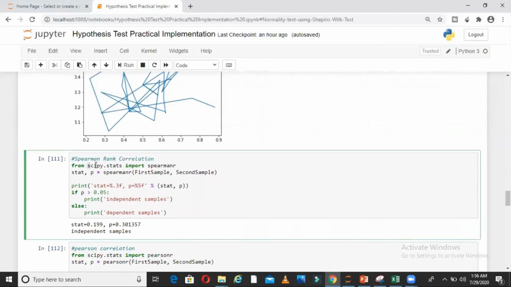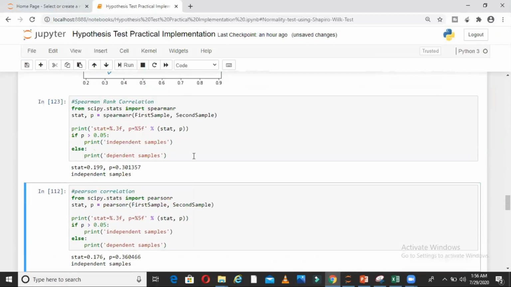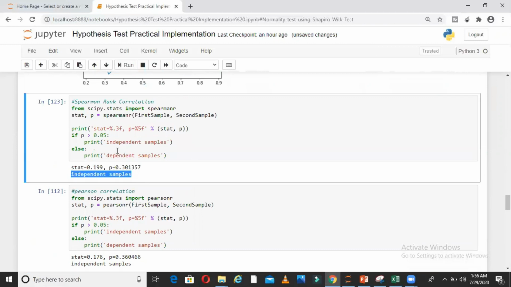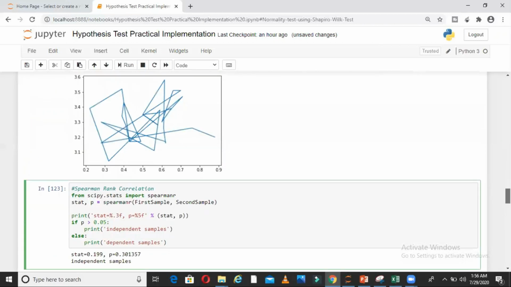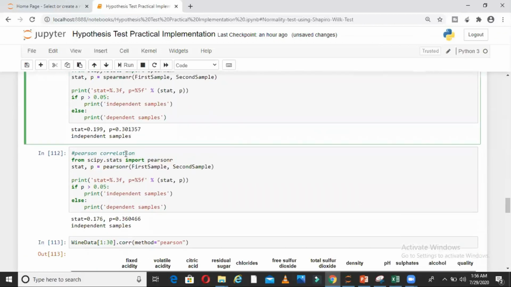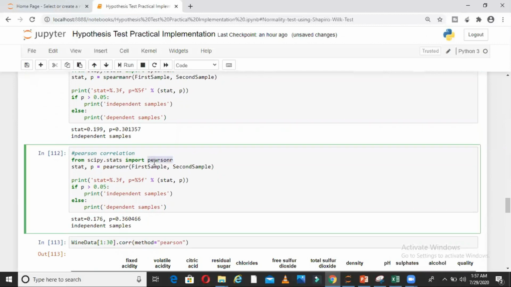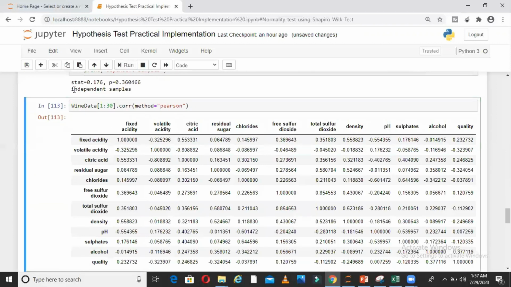Come here, just import from scipy.stats, import Spearman R, which means we are interested in seeing Spearman correlation. Then here I am running this test, and as you can see, I am saying that if the p-value is greater than 0.05 then the samples will be independent. So this is your Spearman correlation. And if you talk about Pearson correlation, same process, you just import Pearson R. You do the same thing, and it will again say independent samples.